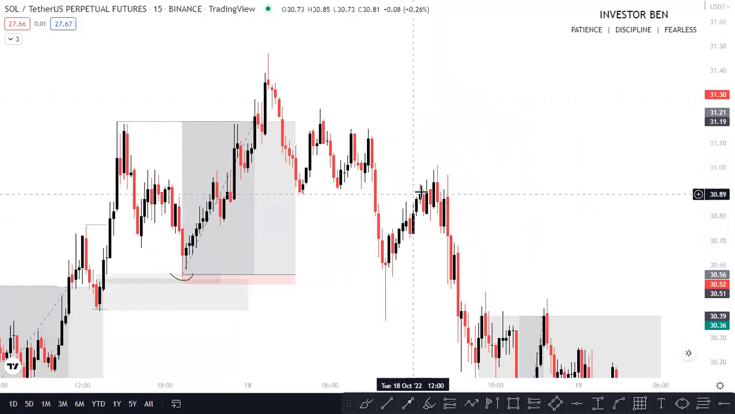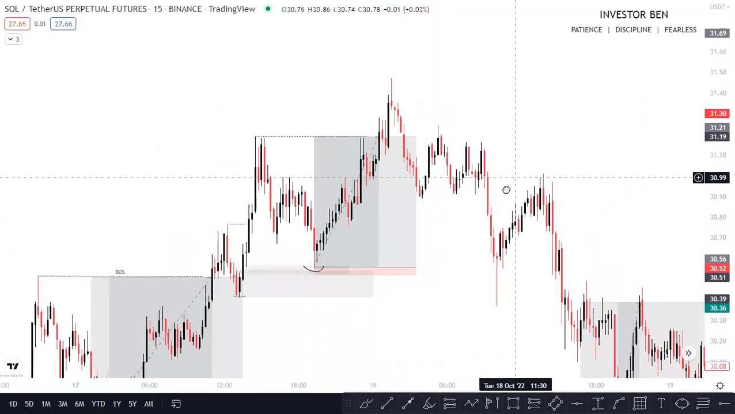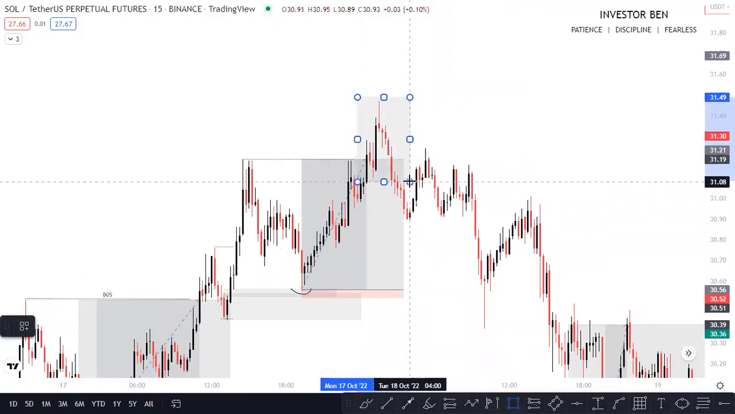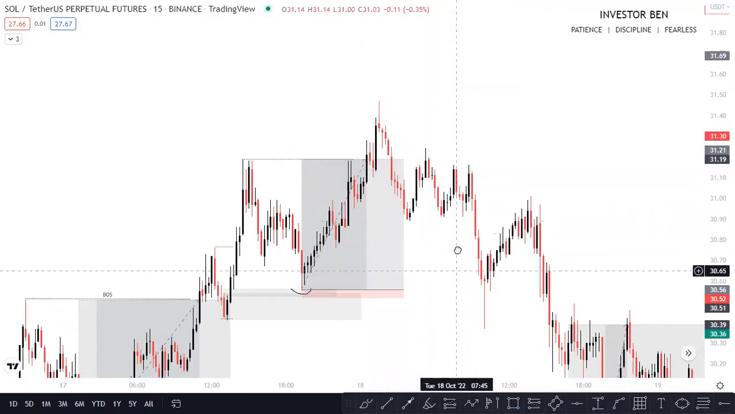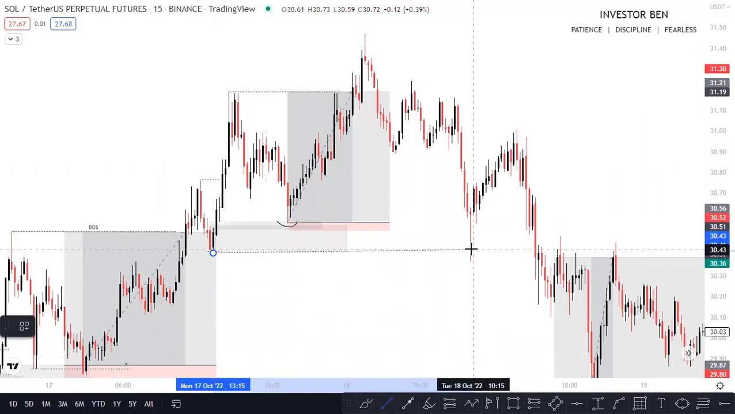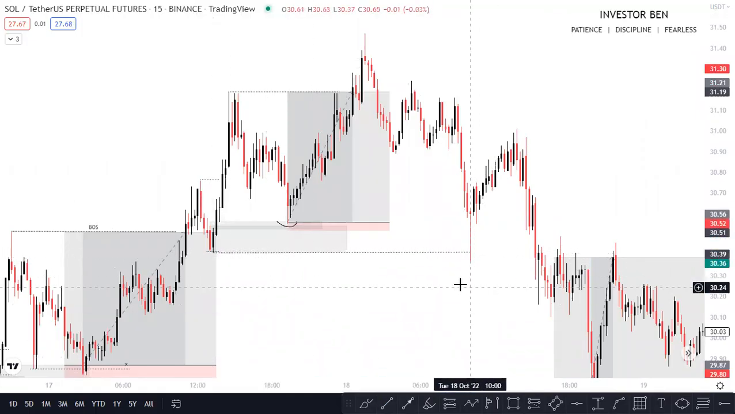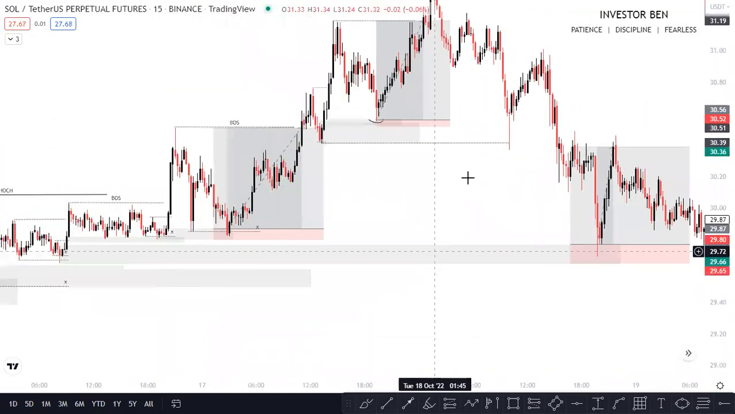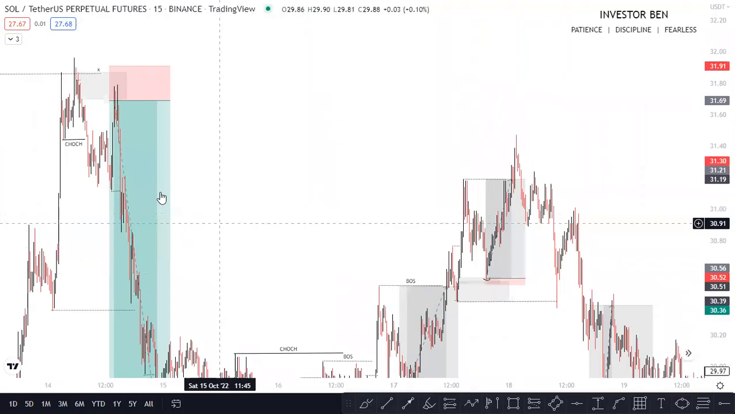So now we reverse. Remember, when we want to reverse, change of character will come on board, right? We have a minor change of character here, and we have the bigger change of character when we lost this trend. When we lost this trend, that was when we had price going to the downside impulsively, right?